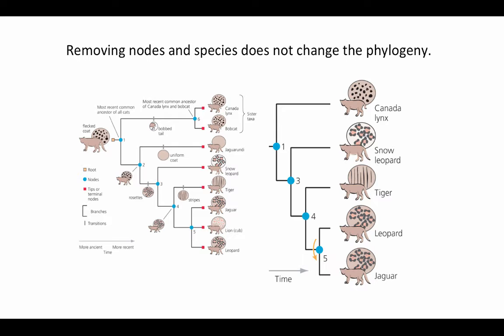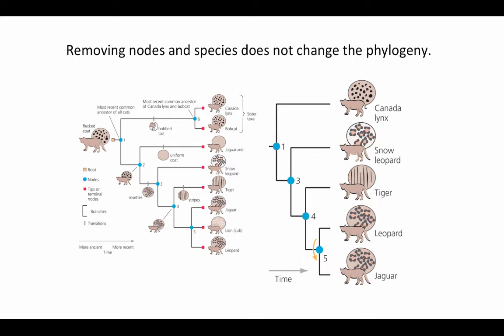Another thing that does not change the evolutionary hypothesis portrayed in the phylogeny is removing nodes and species. In fact, you've never ever seen a phylogeny that does not have species and nodes removed from it compared to what exists in the world. So just because a species is missing from a phylogeny or a node is missing from a phylogeny does not necessarily make that phylogeny wrong or different from a similar phylogeny.